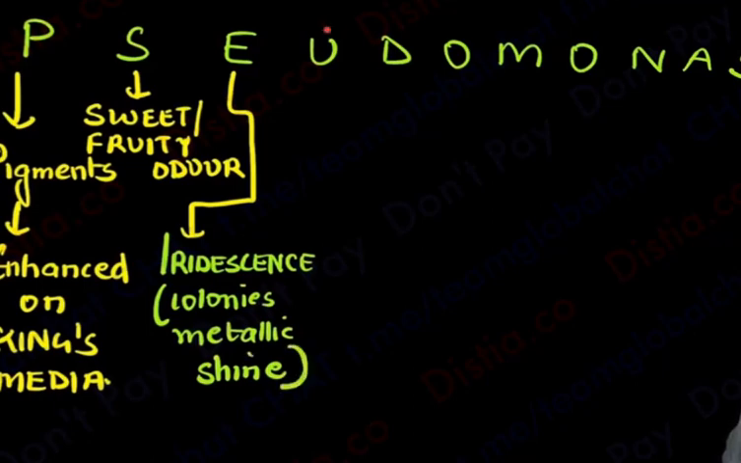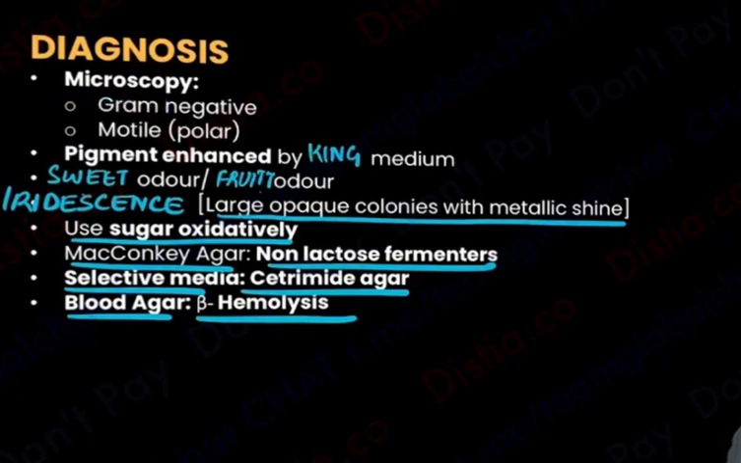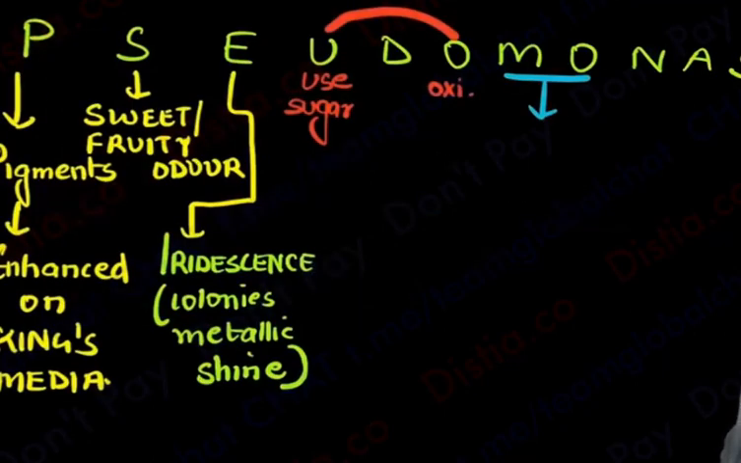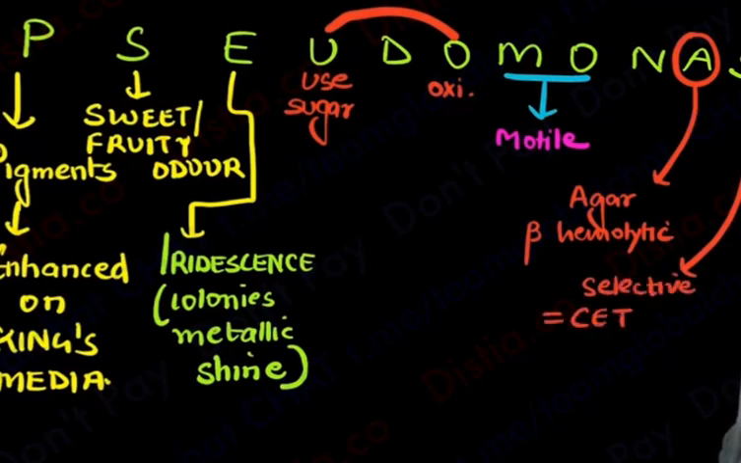Next we come to how they use sugars. We already know they use the sugars in an oxidative manner, not in a fermentative manner. Next, very importantly, what I wanted to tell you earlier: they can be motile. Please remember they can be motile with a polar flagella. Now talking about blood agar, they are going to be beta hemolytic. What else? What is their selective media if I ask you? The selective also has an S sound. The selective media is cetrimide agar.